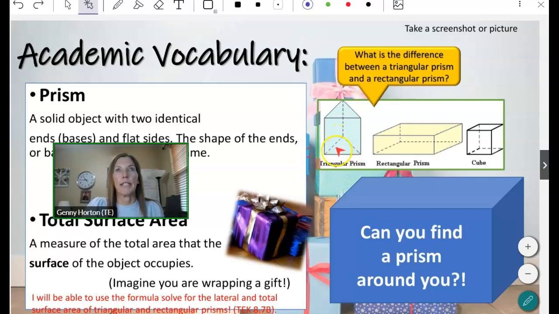So you have different types of prisms. There's triangular, because this base is a triangle. If you see two triangles and then three rectangles, the triangles are the base. You have a rectangular prism, so the base would be a rectangle, and then a cube is different because its faces are just squares, and a square can be a rectangle. See if you can find a prism around you, maybe a small box or a box of cereal. There's a prism right there.